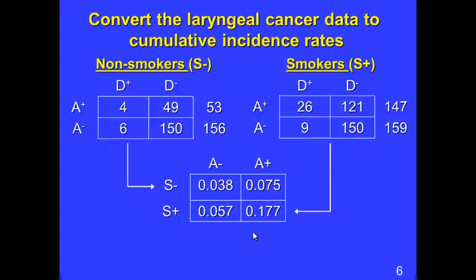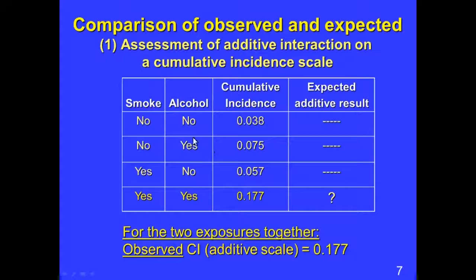Right. So the next step is to set those out in a slightly different arrangement, but basically just a rearrangement of the data in that 2x2 table. Smoking and alcohol, the four possibilities, and the various cumulative incidence measures from that 2x2 table. So we can say that the group of people who smoked and drank, their observed cumulative incidence is 0.177. So there we have the observed. Then the question is, how do we get the expected to compare with that?